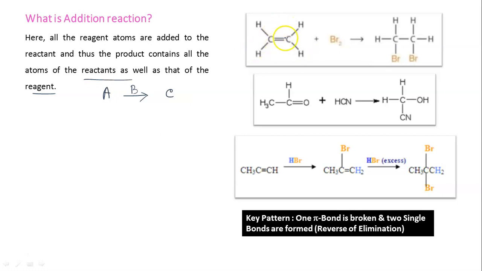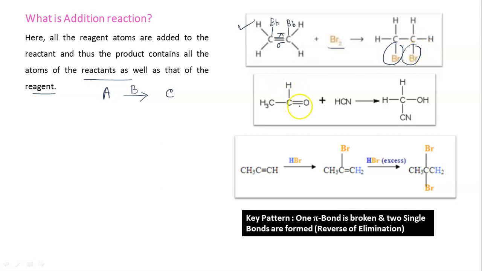So here we have some examples. Suppose this is our substrate, and we are adding Br2. What will happen? There will be addition of 2 bromine to these 2 carbons. One pi bond will be broken, because there is 1 pi bond and 1 sigma bond. The pi bond will be broken and we will have 2 CBr sigma bonds. So these 2 bonds are newly formed sigma bonds.